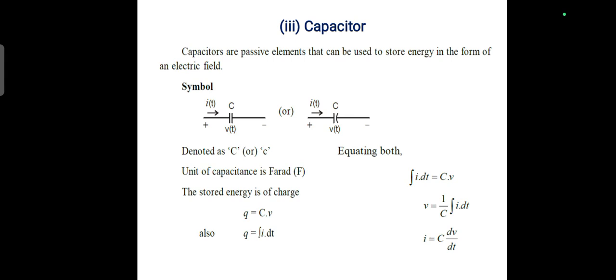The stored energy is in the form of charge. The charge Q is equal to capital C into V. We know that dq by dt is I, that is the rate of change of charge. From this we get q is equal to integral I dt. Equating these two equations, integral I dt is equal to CV. So V is equal to 1 by C integral I dt. From this we can calculate the current, that is I is equal to C into dV by dt.